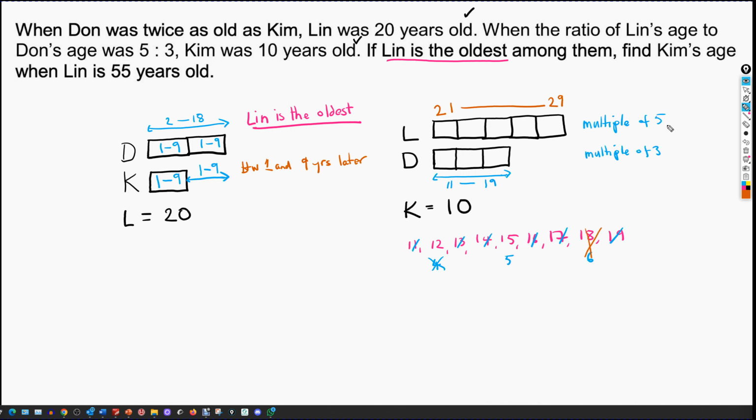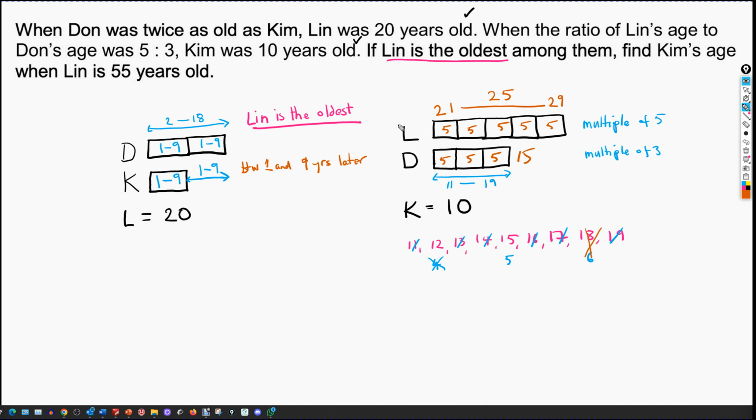But also, because we know that Lin's age is a multiple of 5, then the only possibility here between 21 and 29 is 25. Okay, so we know for sure that each of these has a value of 5, and that gives us Lin's age as being 25. Okay, have we got all of the information? And of course, sorry, Don is 15. But what question are we being asked? We're asked to find Kim's age when Lin is 55 years old.